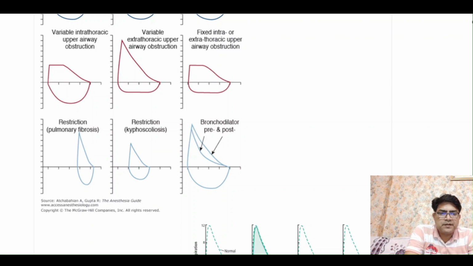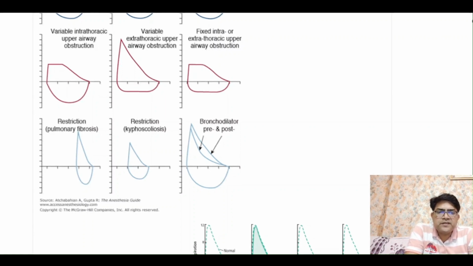If both the expiratory and the inspiratory curves are flat, then that is the fixed obstruction, which will be given in your MCQ. If only one curve is flat, that will be the variable. Now you have to decide between the two, whether it is extrathoracic or intrathoracic. If the variable intrathoracic obstruction is there, then the expiratory part of the curve will be flat. If the extrathoracic obstruction is there, then the inspiratory part of the curve will be flat. Just like that you can remember, and this is what is going to be asked in the examinations.